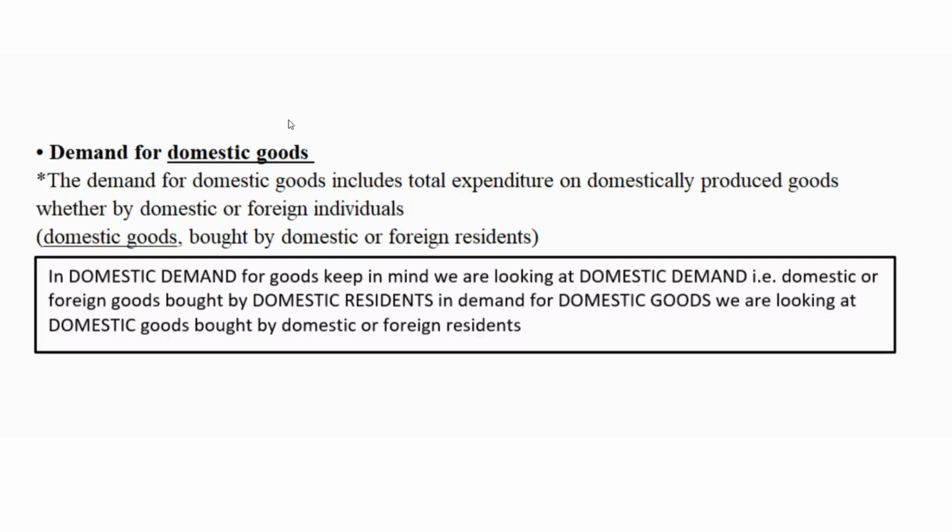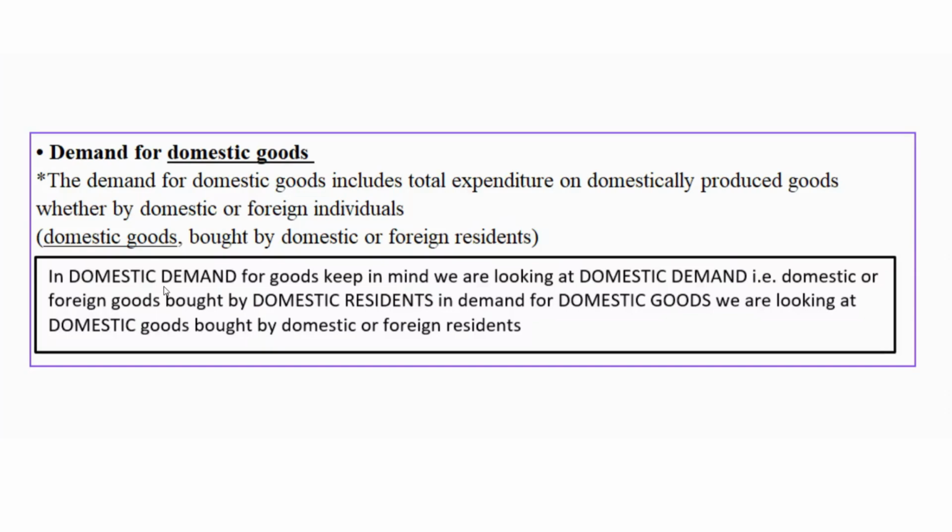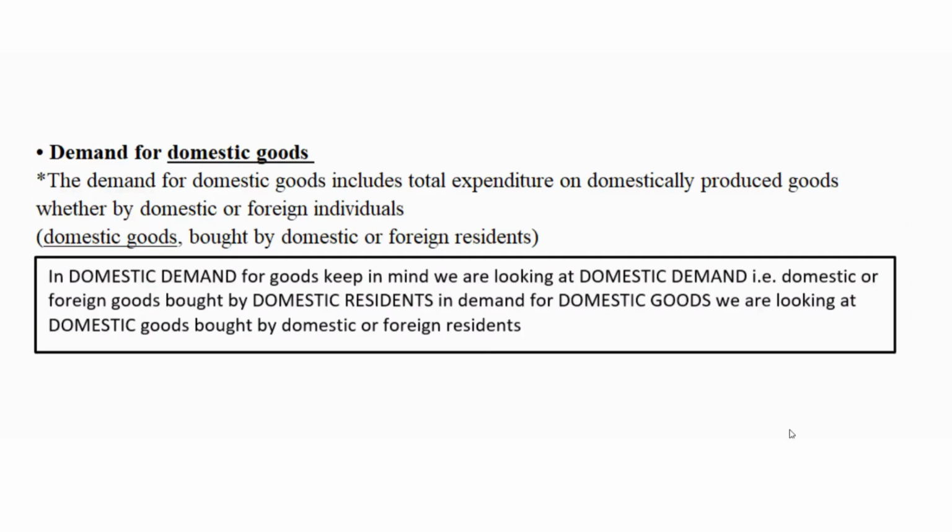Let's just recall that in domestic demand for goods, keep in mind we're looking at domestic or foreign goods bought by domestic residents. While in demand for domestic goods, we're looking at domestic goods bought by domestic or foreign residents. So it's important to keep in mind that in domestic demand for goods, we're looking at domestic demand for domestic or foreign goods. And in demand for domestic goods, we're looking at domestic goods, whether bought by domestic or foreign residents.